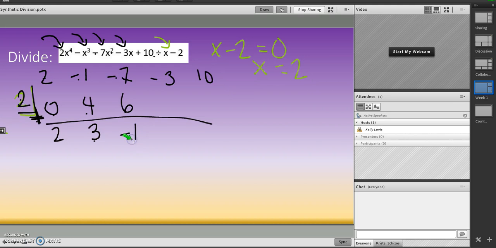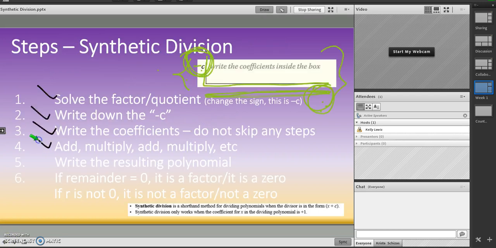2 times -1 is -2, add. -3 plus -2 is -5, multiply. 2 times -5 is -10, add. 10 plus -10 is 0. All right, then, so add, multiply, keep going.